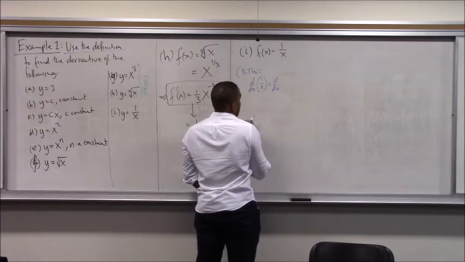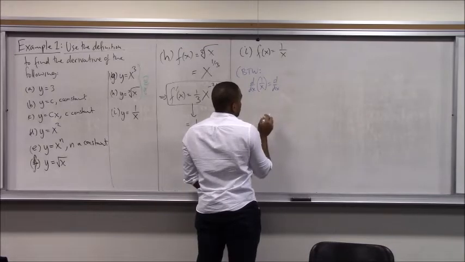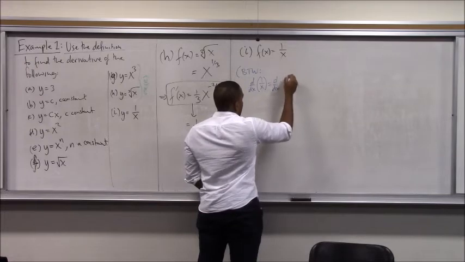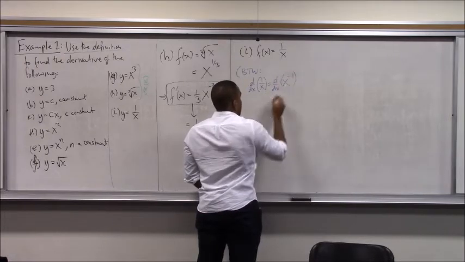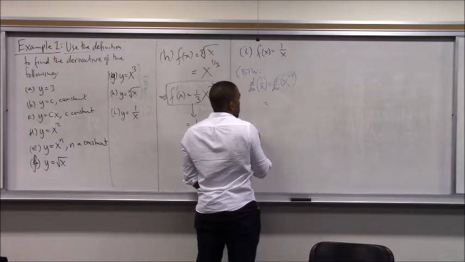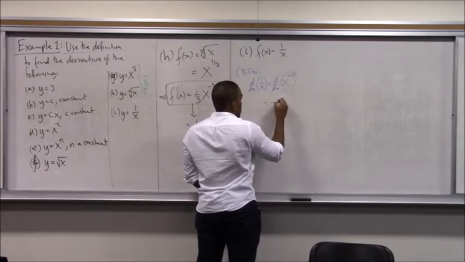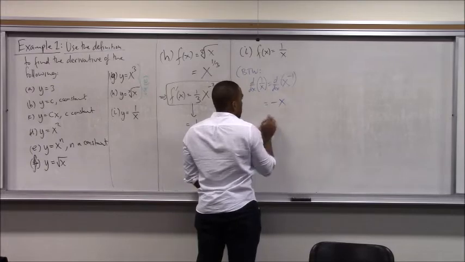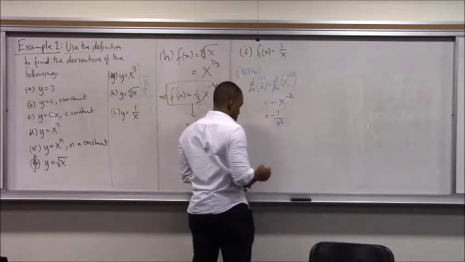How do you rewrite 1 over x? It's x to the negative 1, by the laws of exponents. And so now you can actually apply the power rule, bring the negative 1 down, and subtract 1 from the power, get minus 2. So you should get minus 1 over x squared.